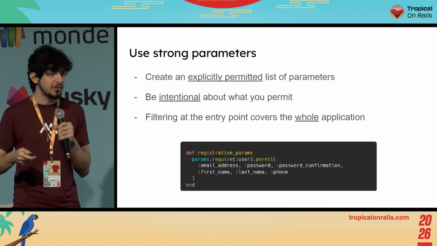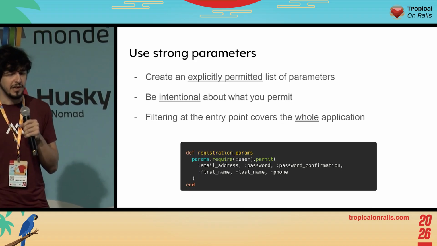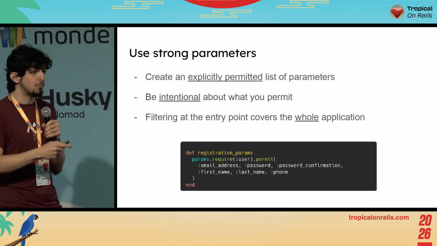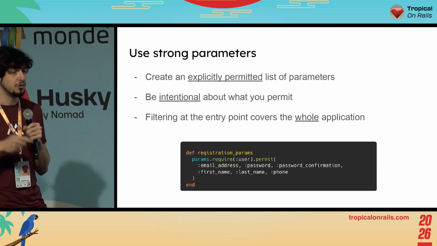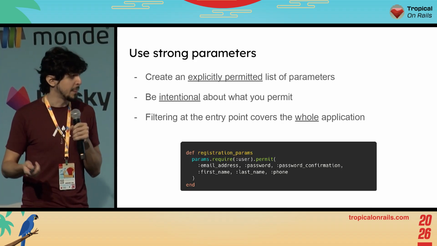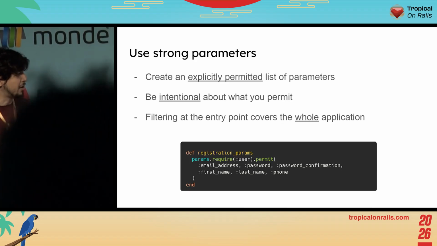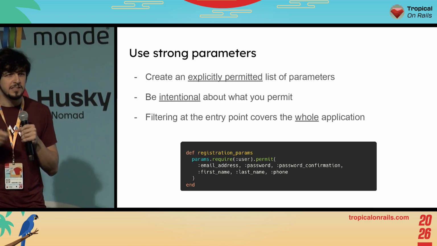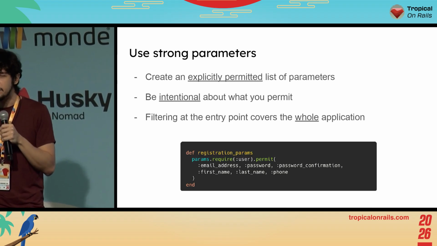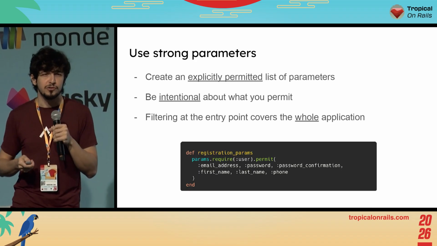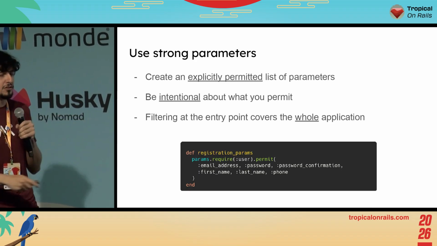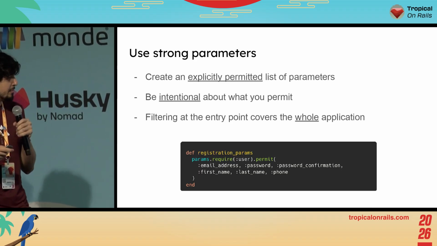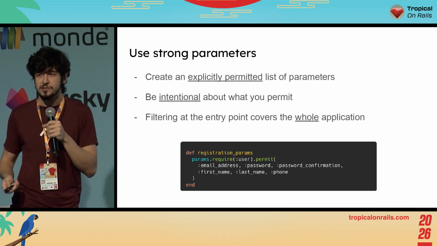And remember that if you filter the parameters at the entry point of your application, it's going to cover your whole application. You won't have to worry all the time about what data is being passed around, because if you filter it, you know exactly what is being passed around inside your application. You probably know how to use that, but I put a small example here. For example, if you have a registration controller, you only want the data that is explicitly necessary to register a user. You don't need to add anything there because you might need it later. If you need it later, you add it later. Don't add it now and run the risk of leaking that information accidentally.